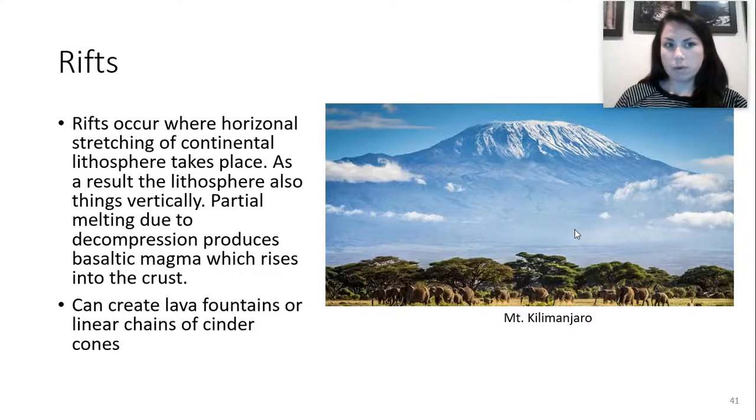So we see volcanoes at rifts as well. And rifts occur where horizontal stretching of continental lithosphere takes place. And as a result, the lithosphere also thins vertically. Partial melting due to decompression produces basaltic magma, which rises into the crust. So this can create lava fountains or linear chains of cinder cones. An example of a volcano at a rift would be Mount Kilimanjaro. You can see that while it's large, it's also quite broad.